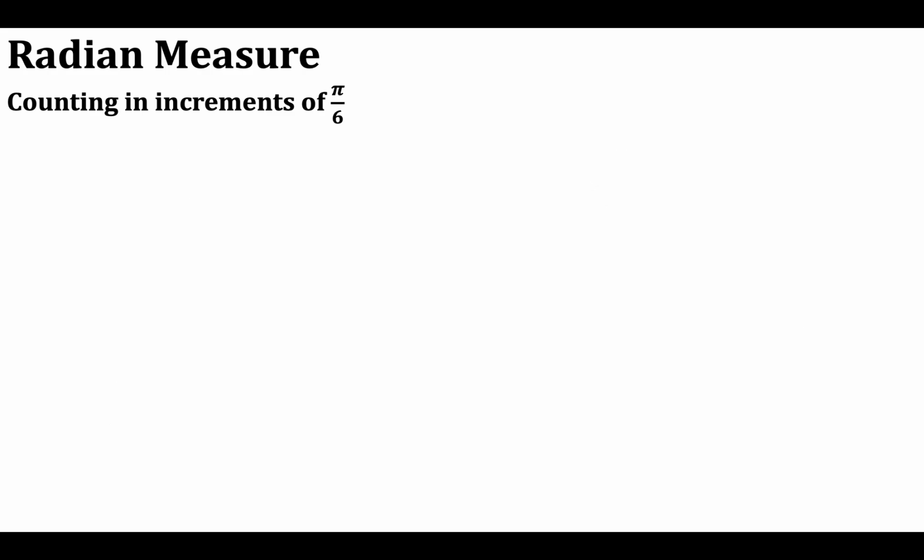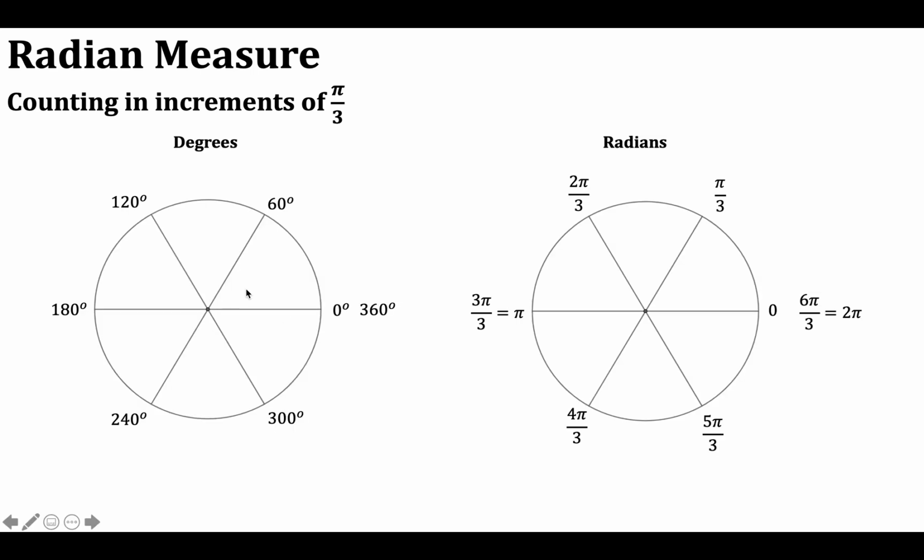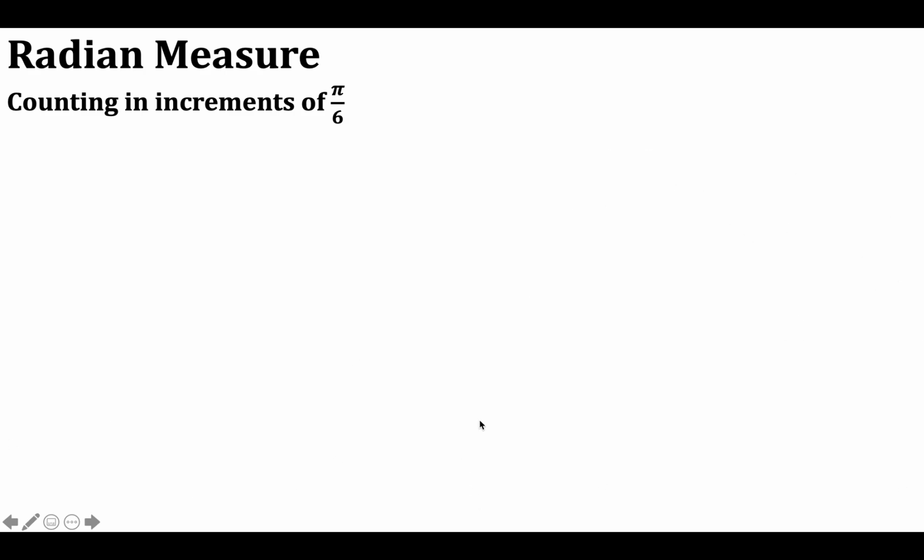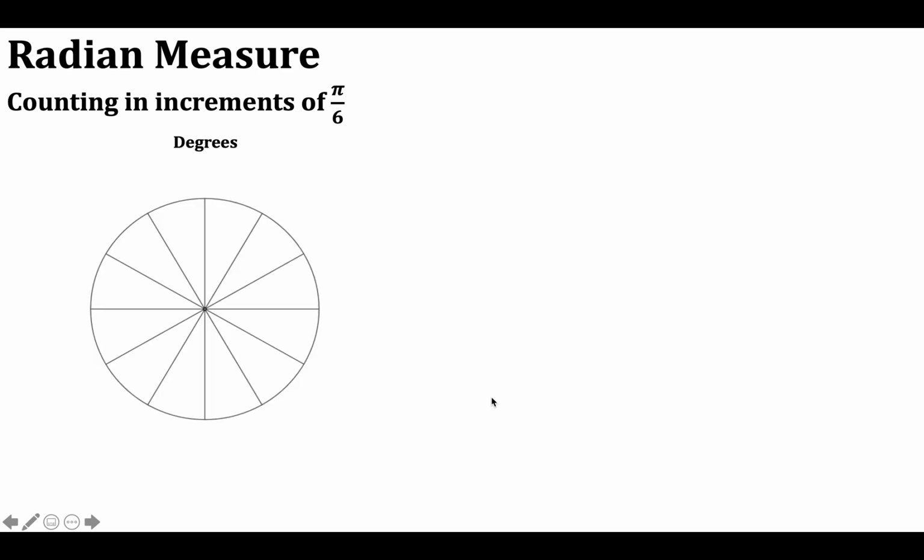Now, obviously we're about to count in increments of pi over 6, which is 30 degrees. So you'll realise that every second answer here is going to be what was in the 60 times table, if you like, or the pi over 3 times table. So you'll realise there'll be a wee bit of repetition here. So the degrees, we've got 0, 30, 60, 90, 120, 150, 180, 210, 240, 270, 300, 330, and 360.